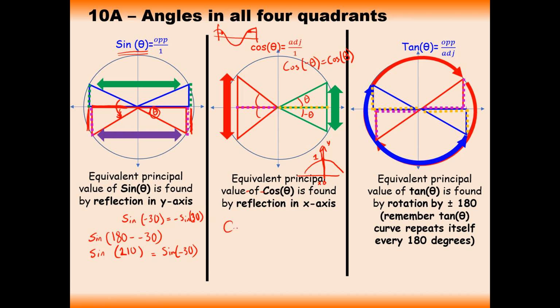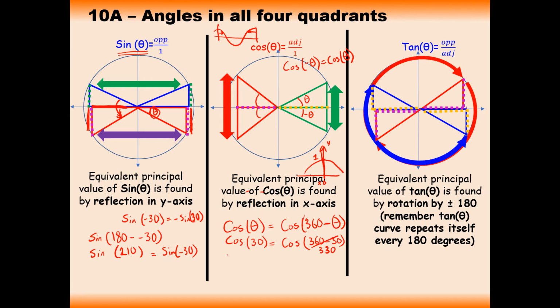Cos of theta is equal to cos of 360 minus theta. So I'm saying cos of 30 is the same as cos of 330. Why? Because 360 minus 30 is 330.